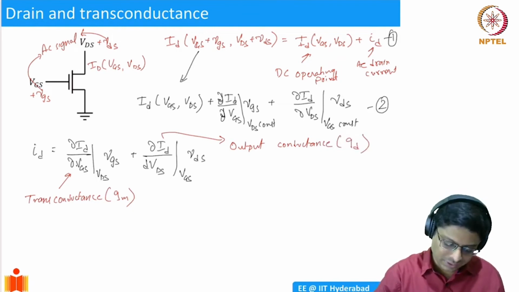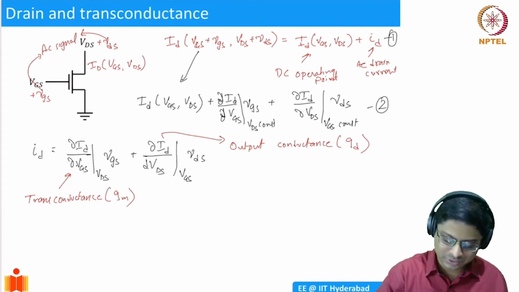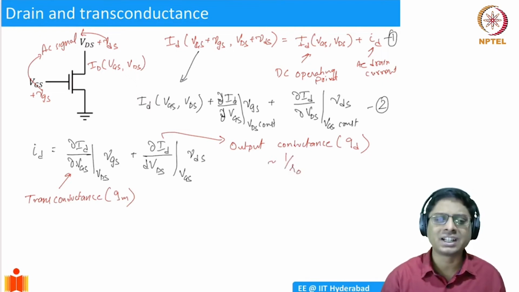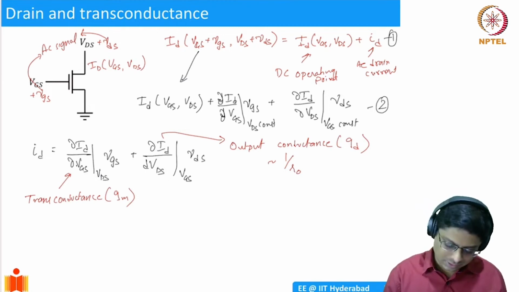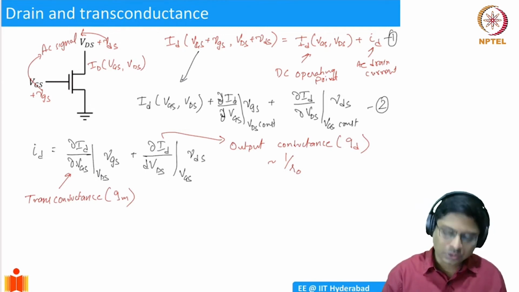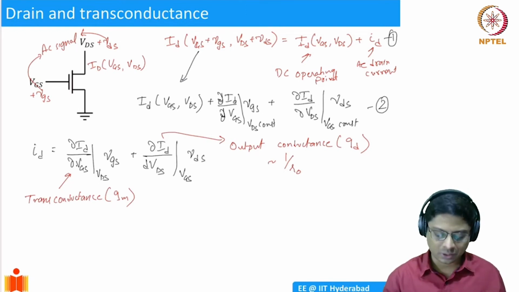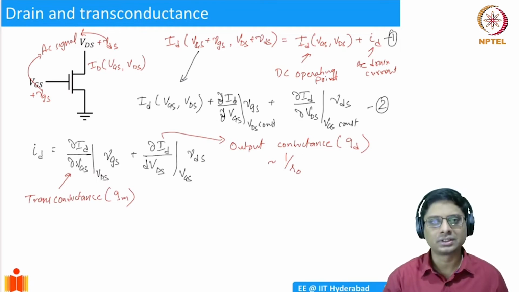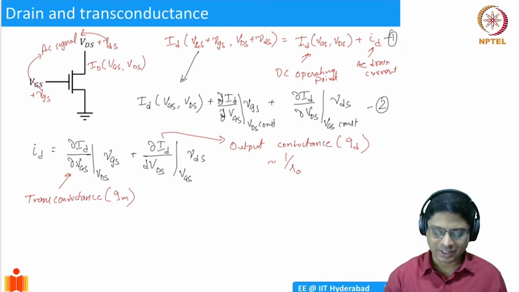This is the derivative of ID with respect to VDS. So this is exactly the inverse of the output resistance, 1 over output resistance. It's going to be very small, and negligible in many cases. But we could calculate it. Depending on the slope of the IV characteristics, we can find out how much the output conductance is. In small channel devices, it's going to be some finite number.